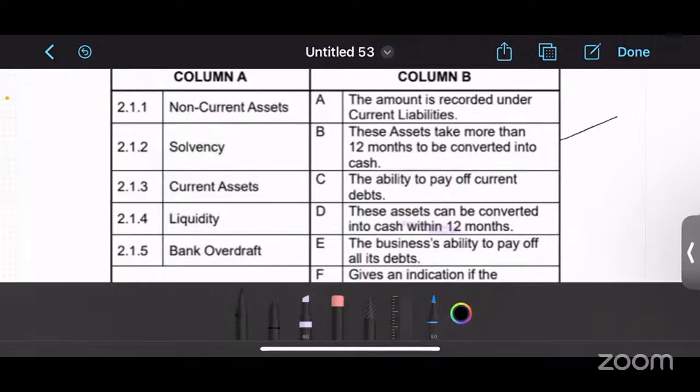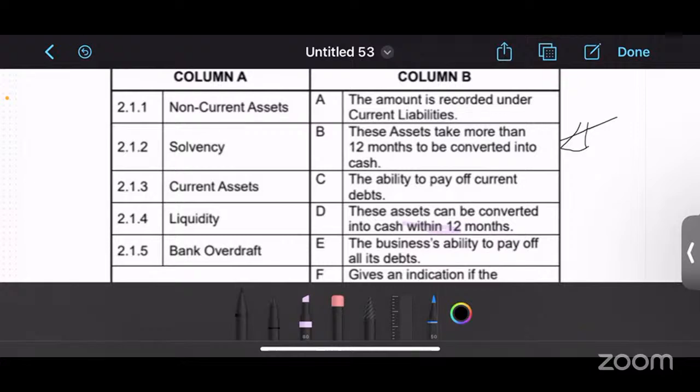So the correct answer would be B, because these assets take more than 12 months, not within 12 months. Within 12 months is current. So whenever they talk about current assets or current liabilities, it's within 12 months, but above 12 months means non-current. Current means now, currently, within this period, within the now period.